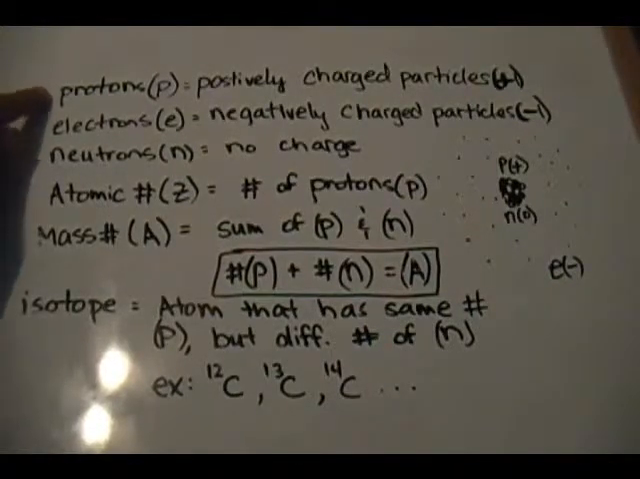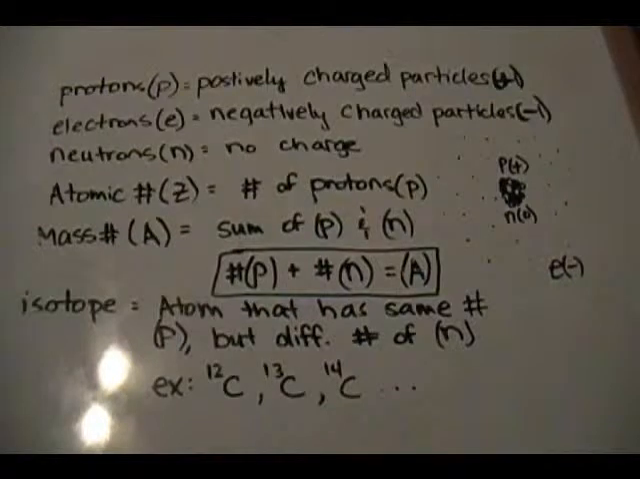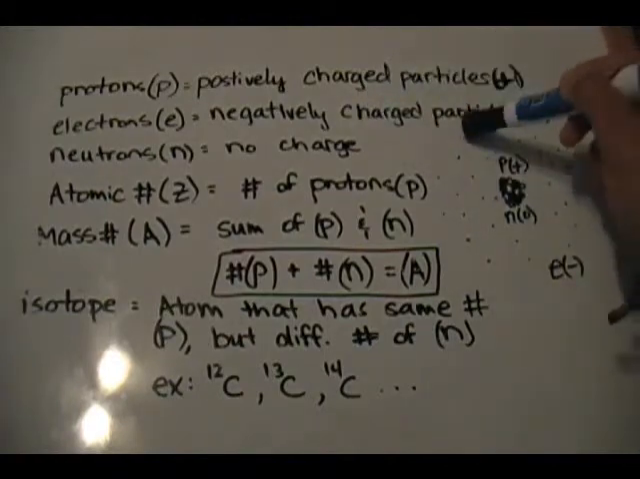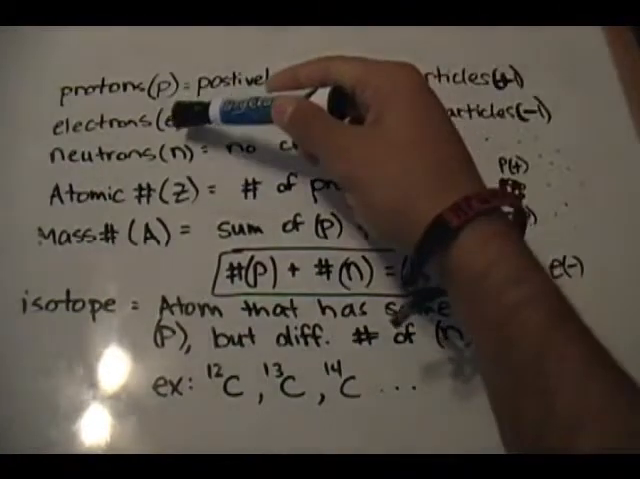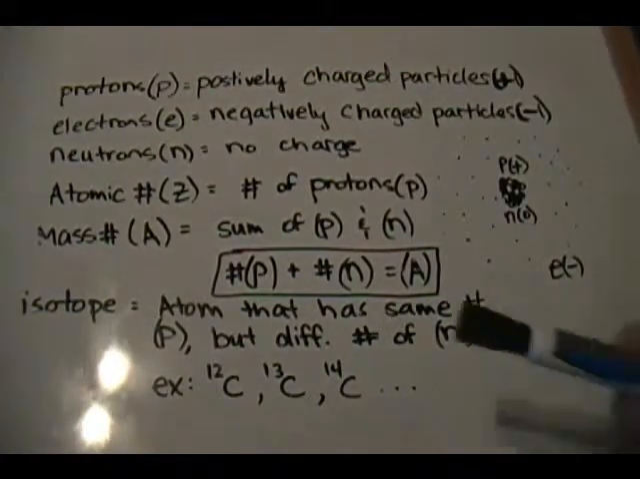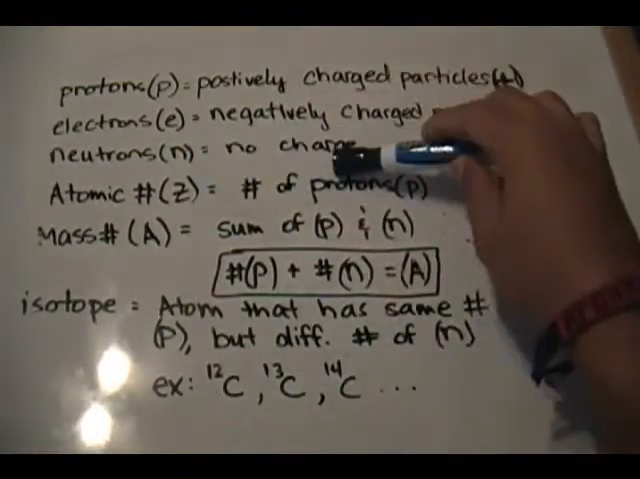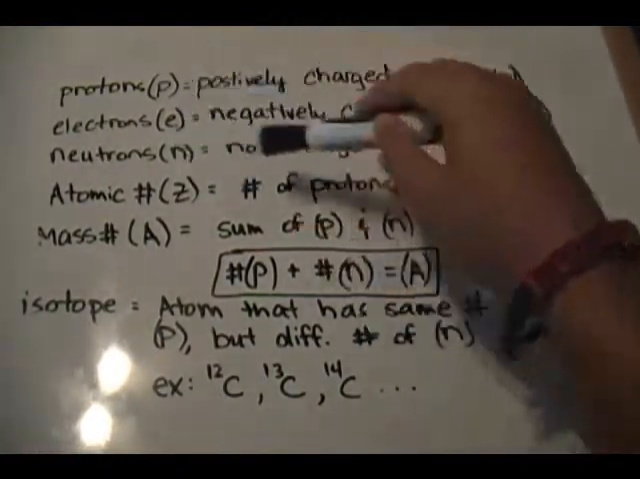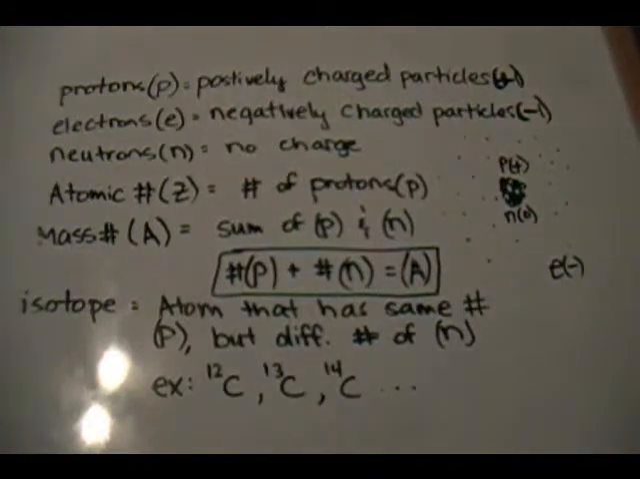Protons, abbreviated as P, are positively charged particles that carry a positive 1 charge. Electrons, symbol E, are negatively charged particles that carry a negative 1 charge. Neutrons have no charge, symbol N. Make sure you understand those 3 for sure. It's very important. You can't continue in chemistry without knowing those key definitions. Everything is based off this foundation.